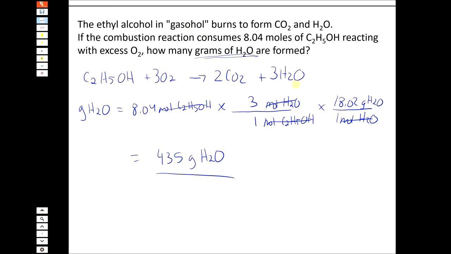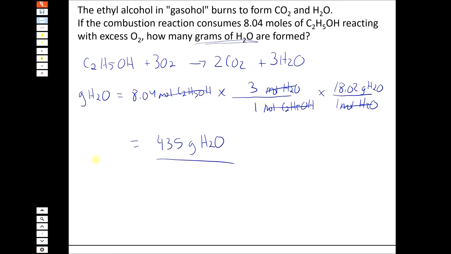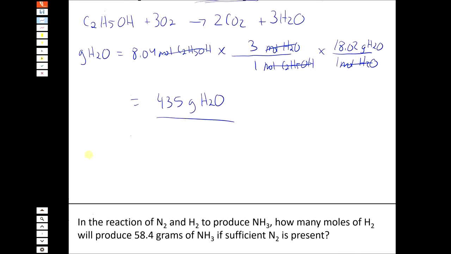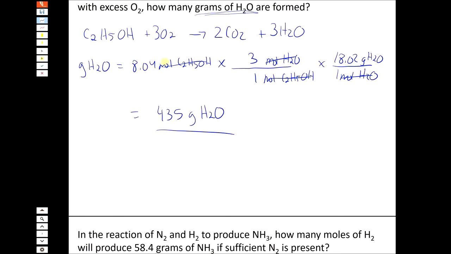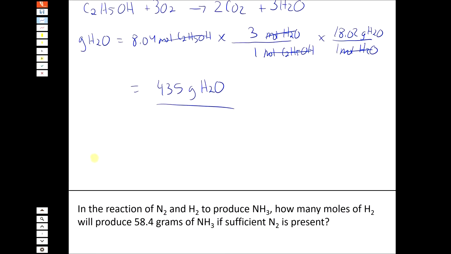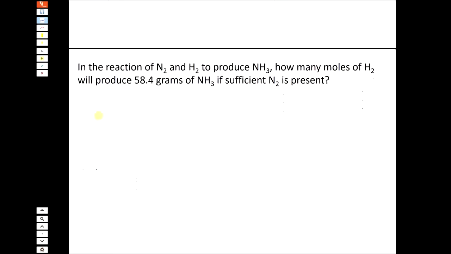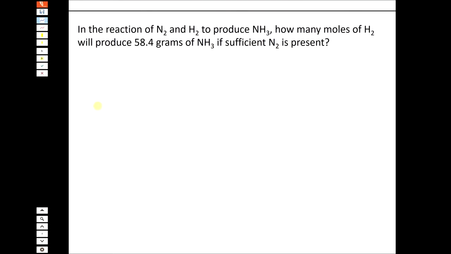This would be called mole to mass, but you don't always have to do that classification, because the series of steps is just whatever it takes to get from what you're given to what you're looking for. This next problem is very similar, but this time we're going mass to moles. We're giving you the mass of one chemical species in the reaction and asking you to find the moles of the other.